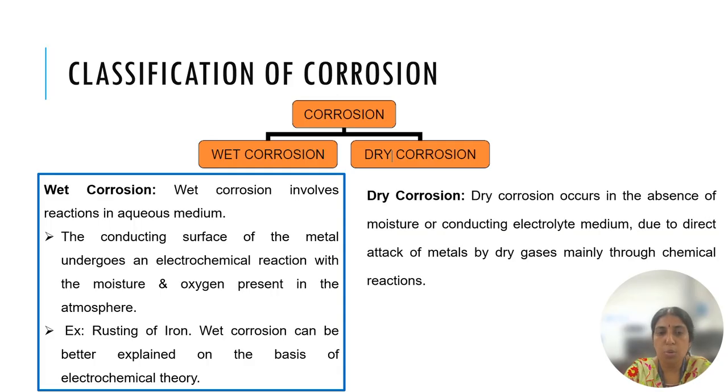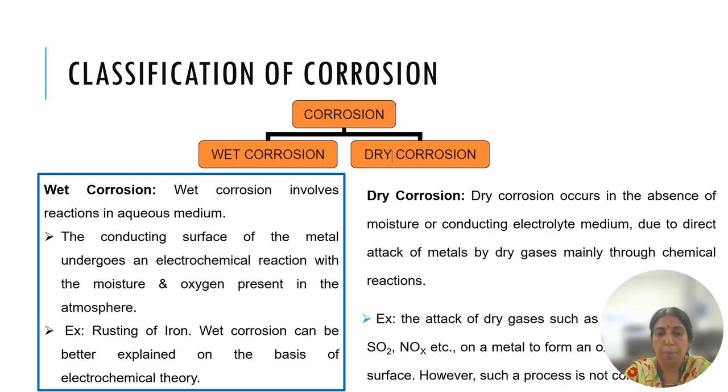Next, coming to dry corrosion. Dry corrosion is a rare phenomenon. As the name says, dry corrosion should not involve any moisture. Due to the direct attack of metal by dry gases, we can see this corrosion happening. Example, attack of gases like SO2, NOx to form corrosion.